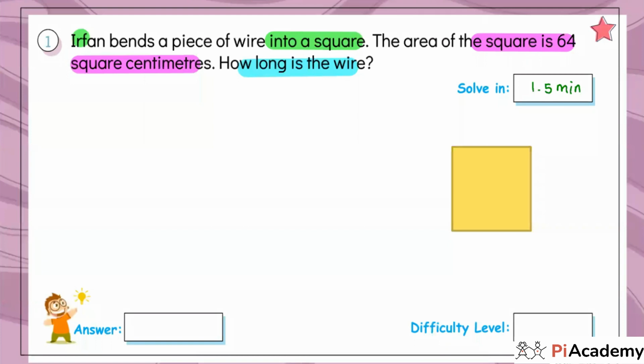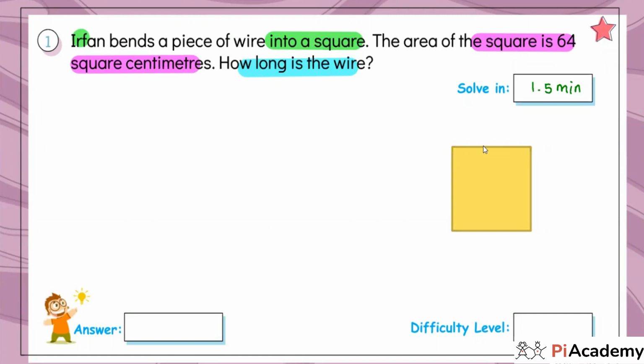Now, I can see in the chat box, favorite answer of all of you is 32 centimeter. I can see maximum. Oh, okay. So there are various answers, not just 32. I can see there are various answers and various numbers. So let's see what is correct. Here, Irfan bent a piece of wire into a square, okay? So after that, the area of the square is 64 centimeters square.